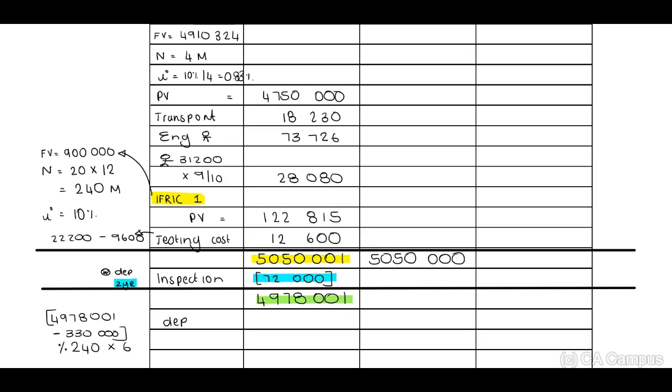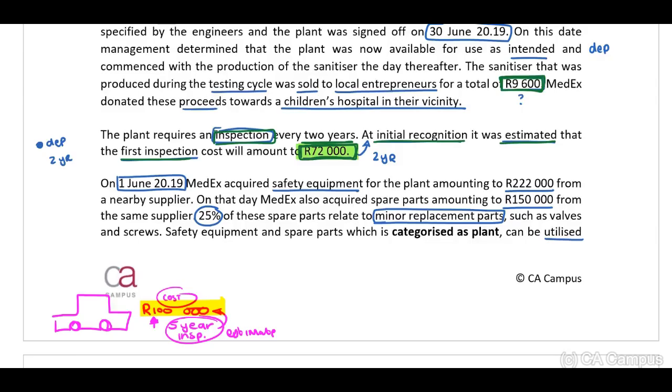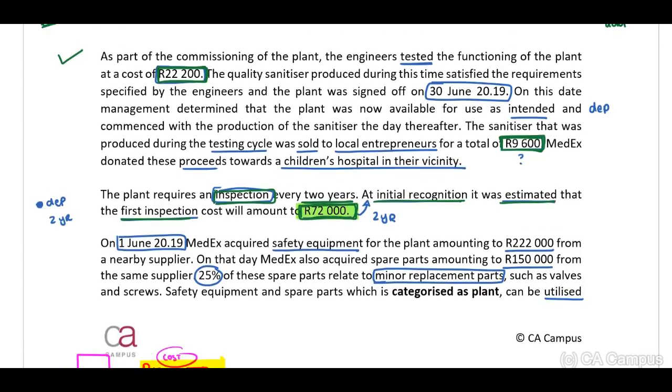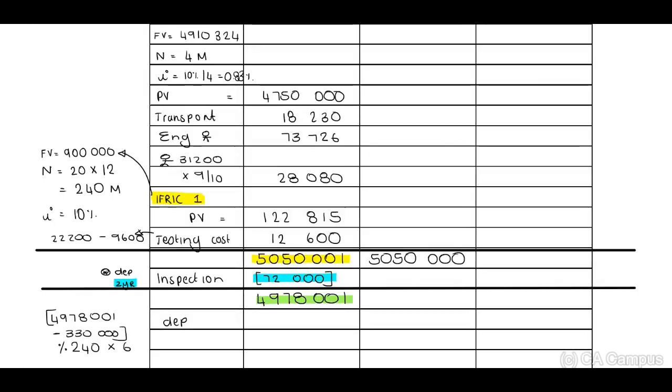Guys, let's just quickly check. Is this actually 6? They've indicated to us, yes, that the asset is available. It has been signed off on 30 June 2019. Our year end is 31 December 2019. Therefore, 6 months. Right? You with me on this one? And therefore, our depreciation will be an amount of 116,200. And this depreciation only relates to the 4.9 million. It does not relate to the 72,000. Okay, you with me on this one?